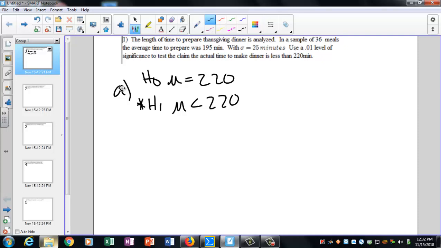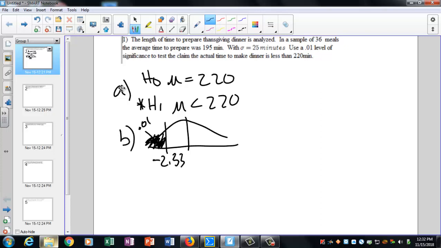All right, part B, we got to go to the picture. This area here is what? 0.05? 0.01. 0.01. If you look up 0.01 on the z-score chart, that's negative 2.33. You'll notice I put a negative there because it's on the left-hand side. If we're on the right-hand side, I put a positive 2.33. All right. Part C.